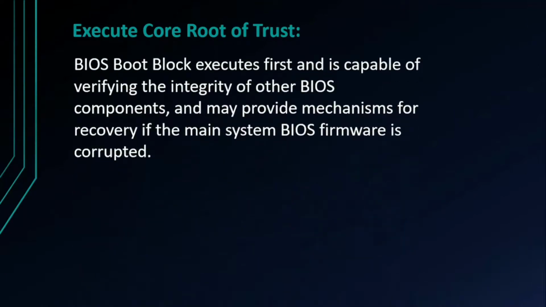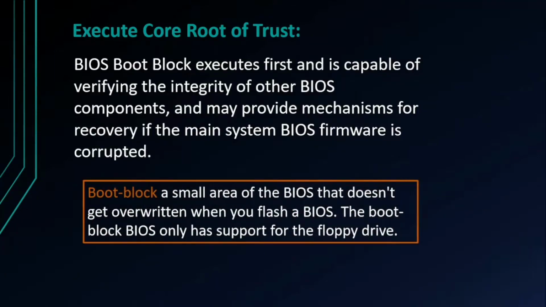As complex as it can be, this process can be divided into simple steps. First, executing the first code, or the core root of trust. The system BIOS may include a small core block of firmware that executes first and is capable of verifying the integrity of other firmware components. In such a case, it may provide a mechanism for recovery if the main system BIOS firmware is corrupted. This has traditionally been called the BIOS boot block.